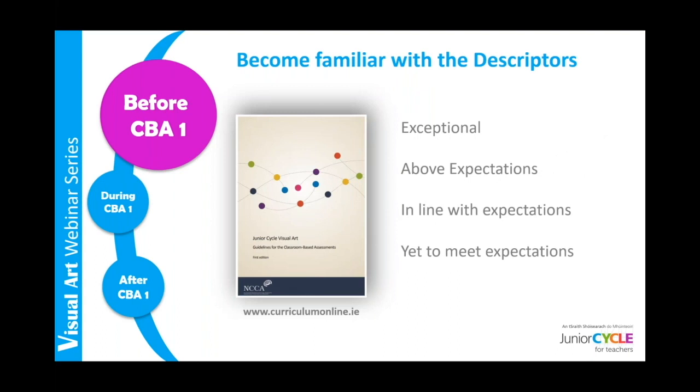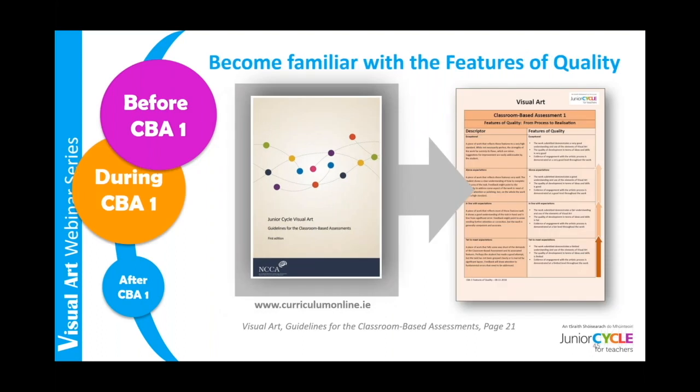There are 4 level descriptors of achievement in each classroom-based assessment. They are yet to meet expectations, in line with expectations, above expectations, and exceptional. These are universal across all subjects, and your students may be quite familiar with them already. It is really important that teachers are familiar with the features of quality for classroom-based assessment 1. Students should also be familiar with them, and you may choose to break them down so that your students can understand them.